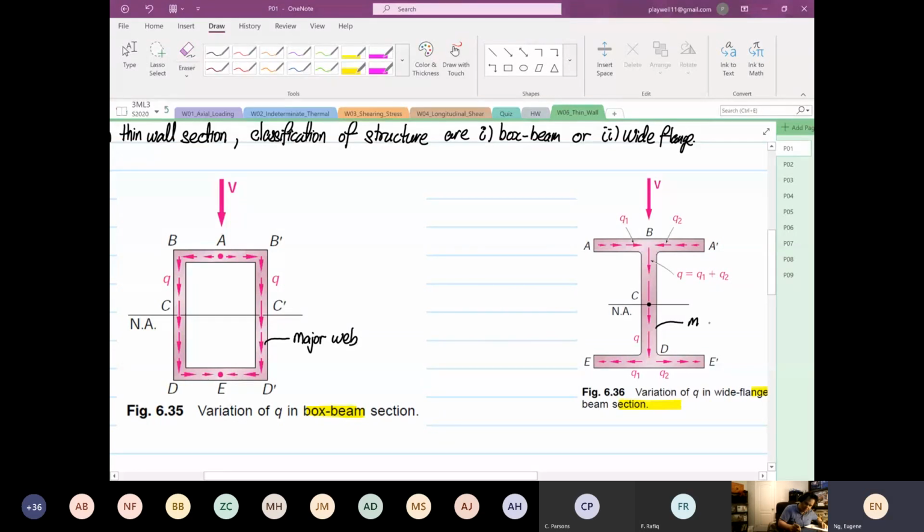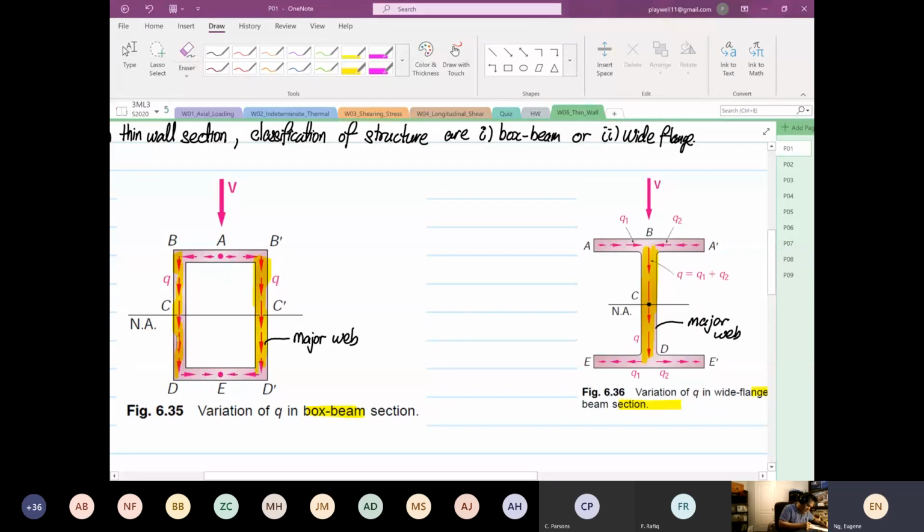At the major web in this section, you realize that the arrow is going from the vertical up direction, and then it's coming down. That is for the box beam, as I'm highlighting now. For the wide flange, also the same thing. You see this section over here. By the way, I do apologize. These arrows are your shear flow. These are all your Q. These are all your shear flow.